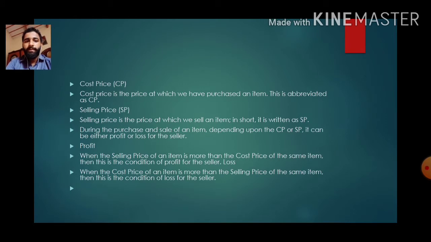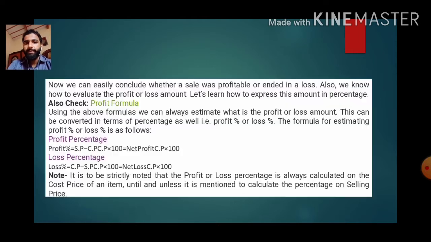During the purchase and sale of items, depending upon the CP and SP, it becomes either profit or loss for the seller. Profit: when the selling price of an item is more than the cost price of the item, this is the condition of profit for the seller. Loss: when the cost price of an item is more than the selling price, this is the condition of loss for the seller.